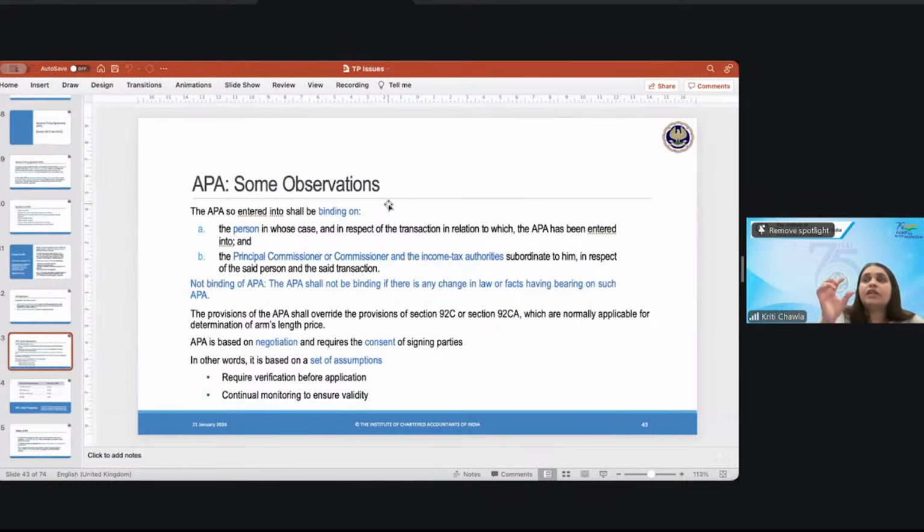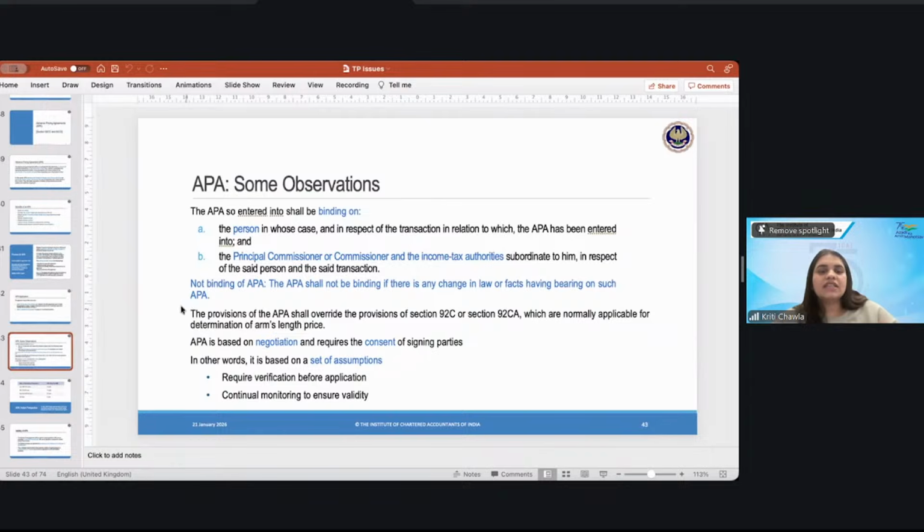Now, let's say you say that I am taking the APA for a transaction of the Indian entity with the US entity. Now, if the entity changes going forward, and the Indian entity has started servicing not the US entity but a UK entity, that means that there is a change in fact, and so the APA will not be binding going forward. So what I'm trying to say is that, very similar to advance ruling, the APA has been given with respect to certain facts. If those facts change or if the law changes, then APA will not be binding.